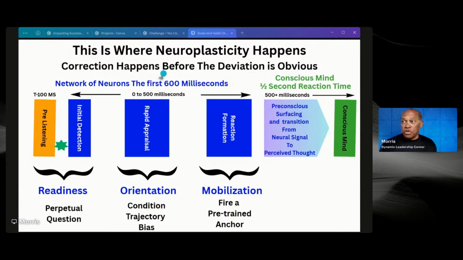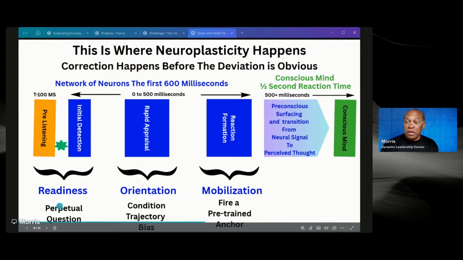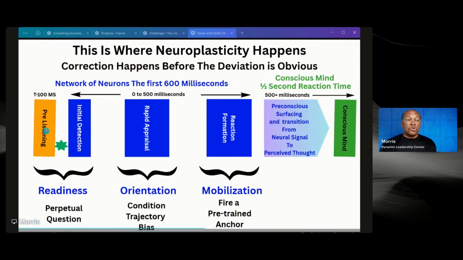And here's that first 600 milliseconds. This is that pre-listening and initial detection, early detection area. This is where we can do things like have a perpetual question. Just by changing the perpetual question, you're going to change your priming. This is what I mentioned the other day about preemptive priming. You're going to change your priming with a new perpetual question. That's going to impact your initial detection. So this is early on.